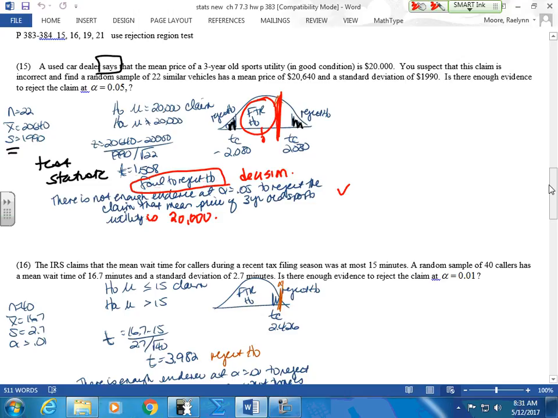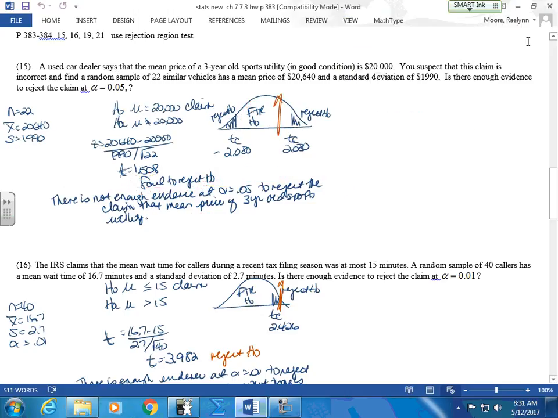Can we do this? Questions? I'm sure you have questions, because you're still in 7.2, which is z-score, and we flip to t-score. But the concept is still the same. The concept doesn't change.